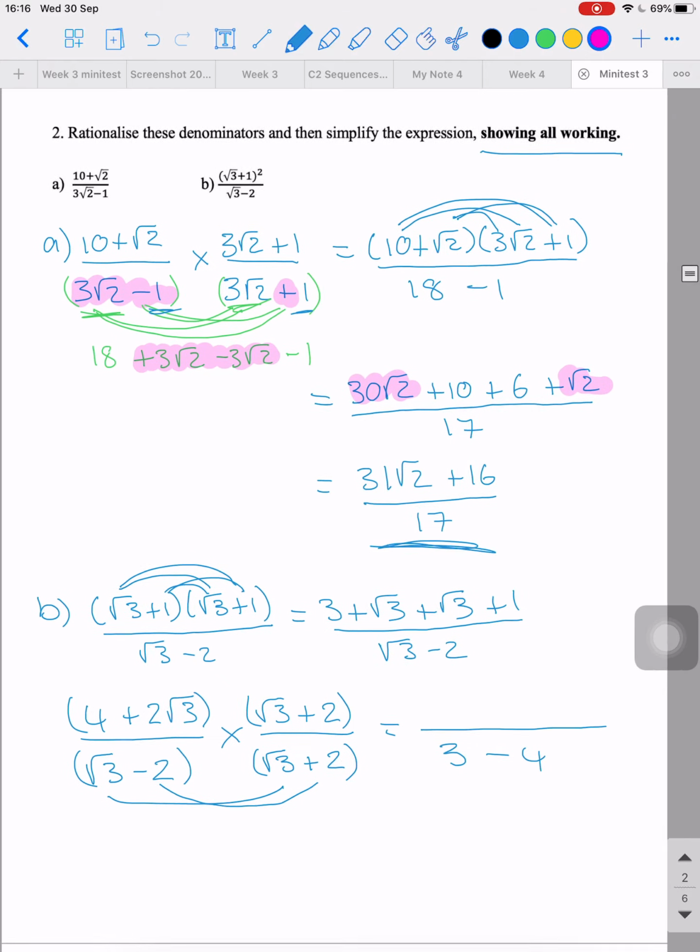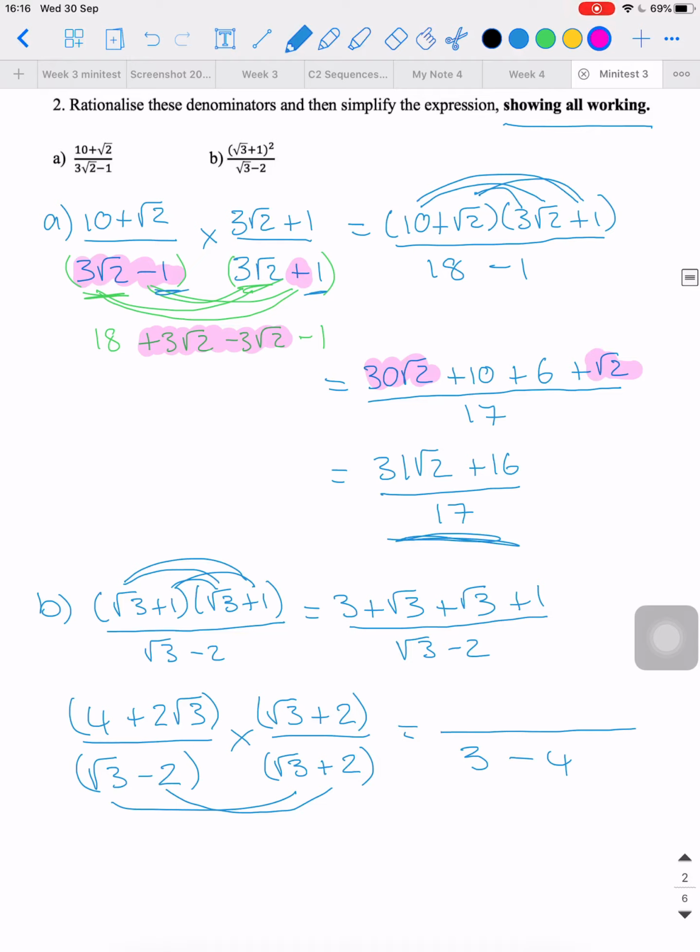The numerator isn't going to cancel out, so on the numerator, I'm going to have 4 times root 3, I'm going to have 4 times 2, I'm going to have 2 root 3 times root 3, so that's going to be 2 times 3, so 6, and 2 root 3 times 2, so that's going to be 4 root 3. So if I collect my like terms together on my numerator, I've got 4 root 3 plus 4 root 3, so 8 root 3, and then the 8 plus the 6, so 14. And then that's all over minus 1.